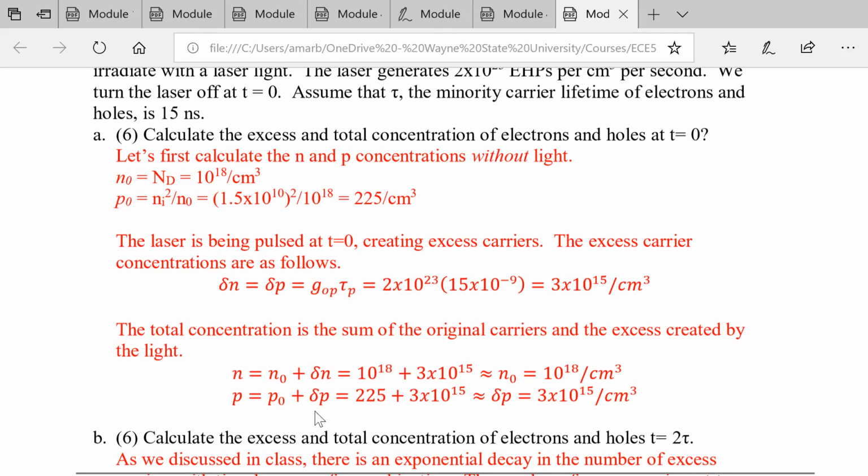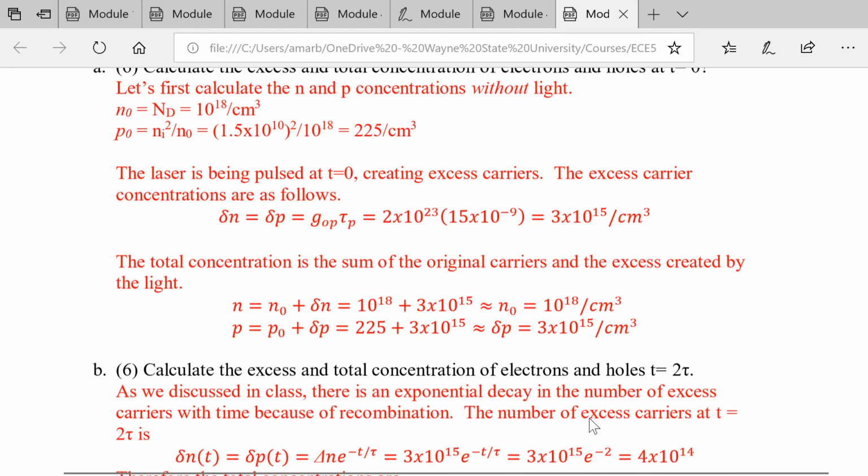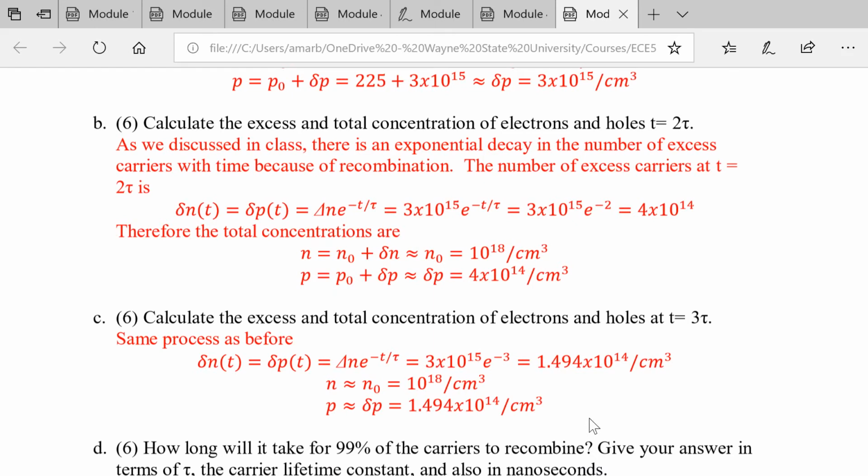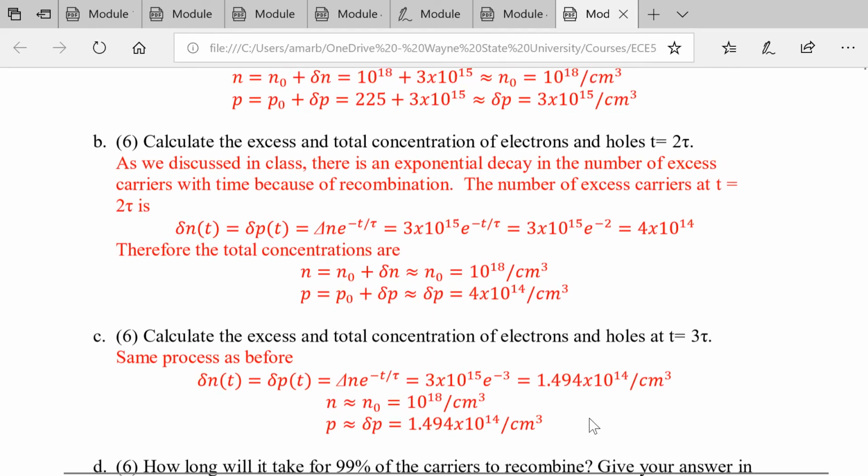The minority carrier concentration, on the other hand, changed quite a bit. It changed from 225, so it's very low before shining light, and then the excess carriers created an additional 3 times 10 to the 15th. All right, so that's A. That's not what the question was on. Let's go to part B.